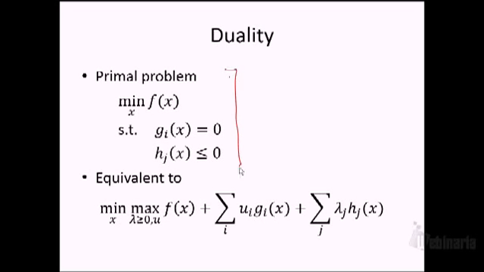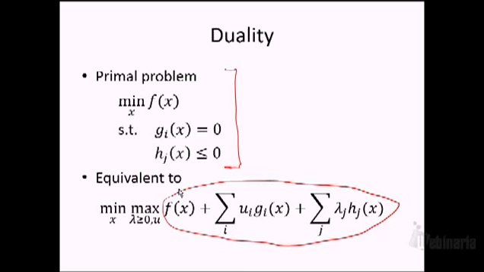So we have the primal problem, which is the original problem we want to solve. It's a minimization problem with respect to x, subject to some equality and inequality constraints. And I claim that this is equivalent to solving this minimax problem on the Lagrangian. So that means for each x, I choose lambda and u that maximize this Lagrangian for this particular x. And then I choose x that minimizes this maximization.